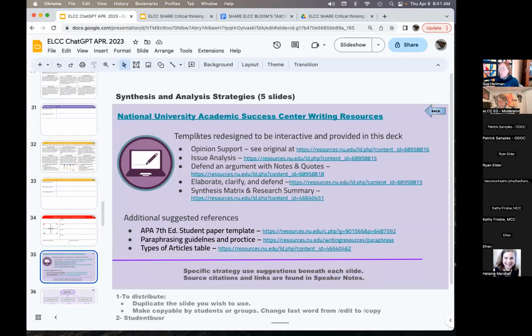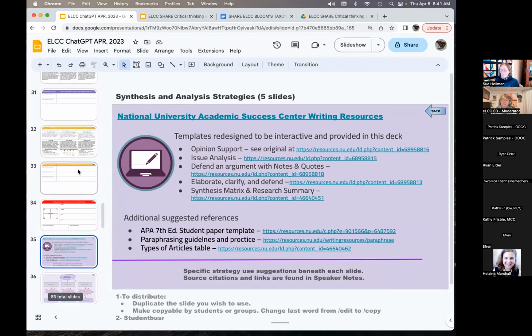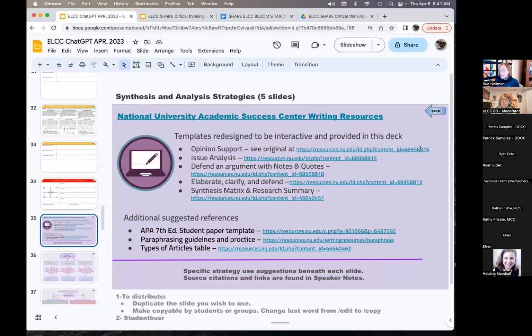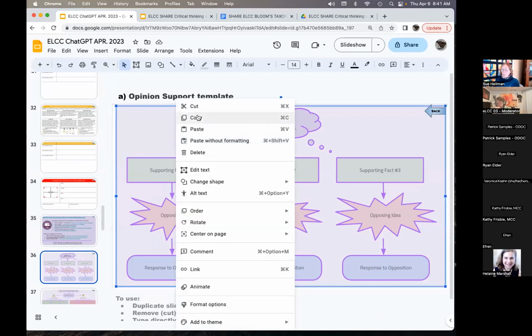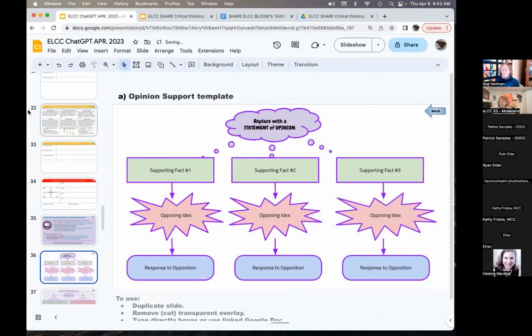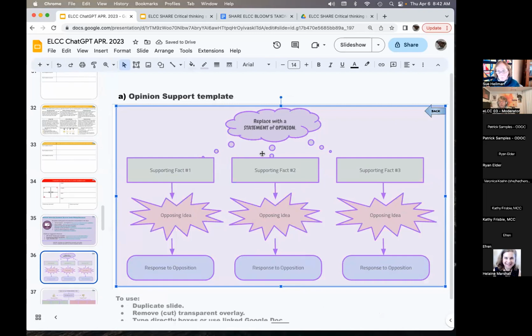comes from the National University Academic Success Center, and these are templates designed to be activities that help students develop better synthesis and analysis skills. And what I did there is I took the activity that was at this link and I created an interactive template for you to use with it. So you don't have to make a template to give to your students. And you would cut away the cover. The cover is because there were a lot of moving pieces on the slide.